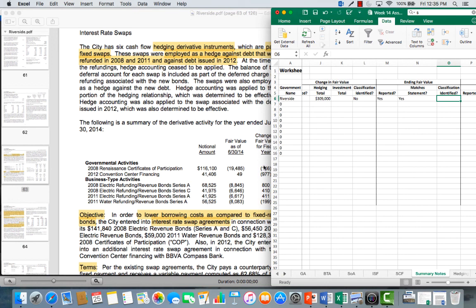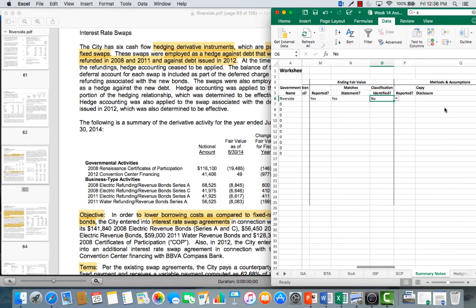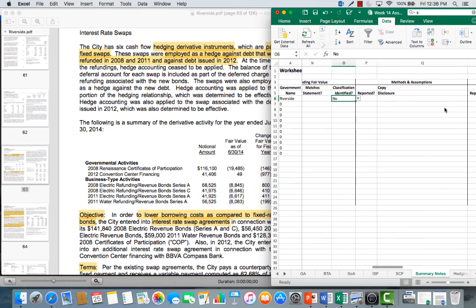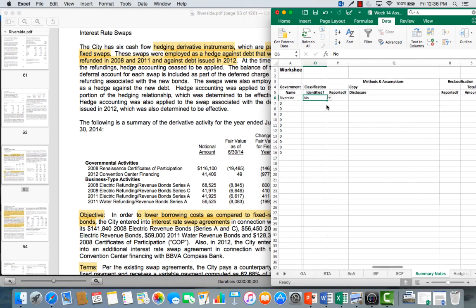Whereas these changes in fair value, you can't see them separately from the other changes in fair value. So this is no, but this no seems to be a misapplication of the standards. In this case, they're not required to identify it because it's on the face of the financial statements.